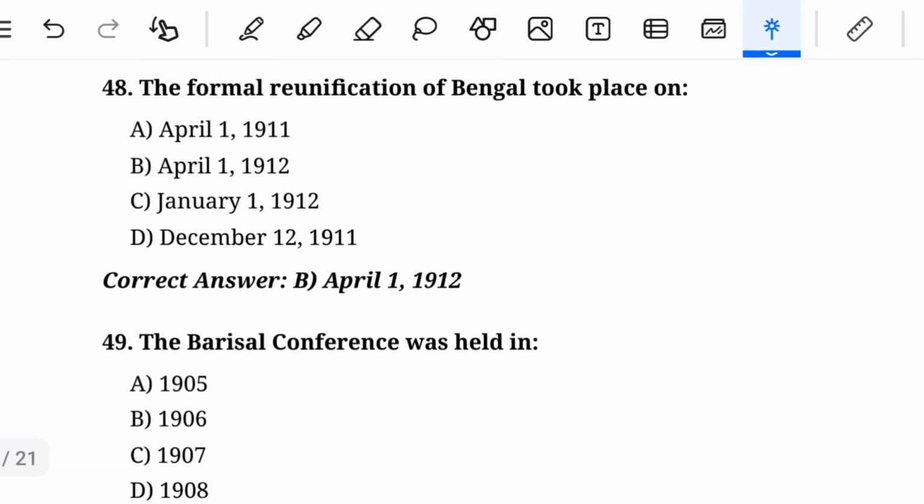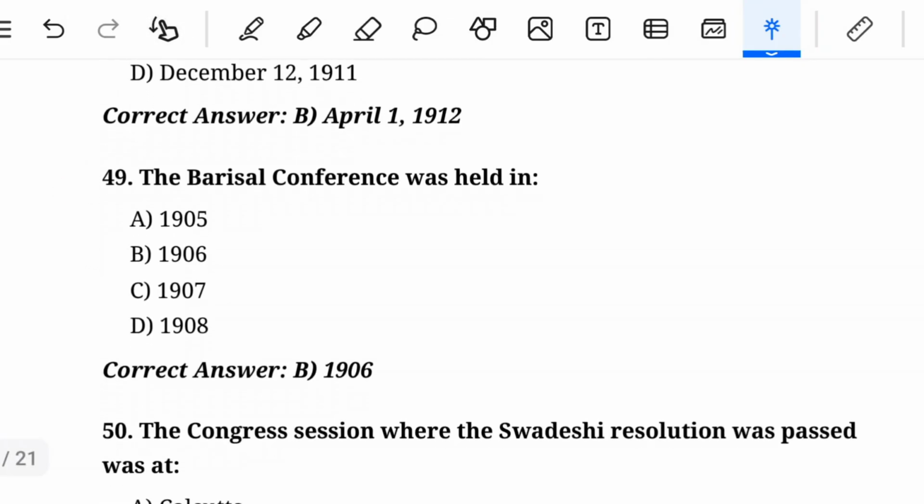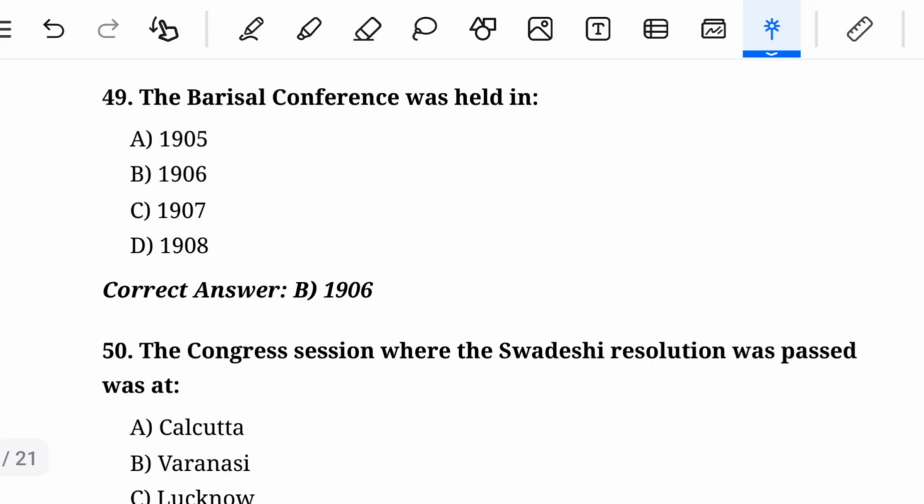48. The formal reunification of Bengal took place on A. April 1, 1911, B. April 1, 1912, C. January 1, 1912, D. December 12, 1911. Correct answer B. April 1, 1912.